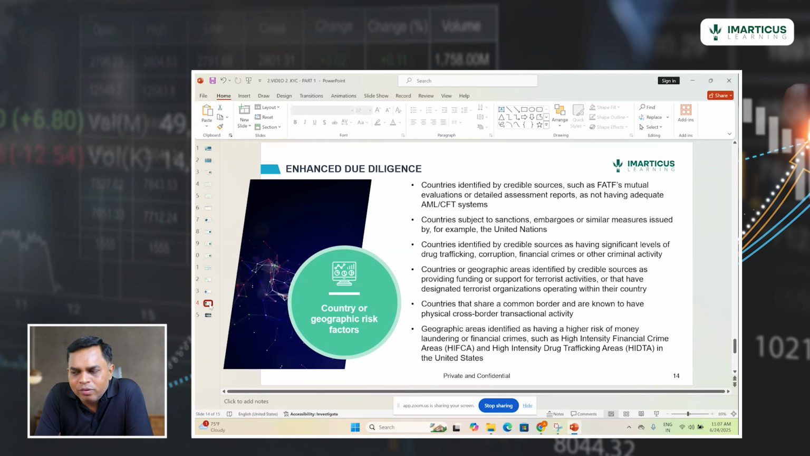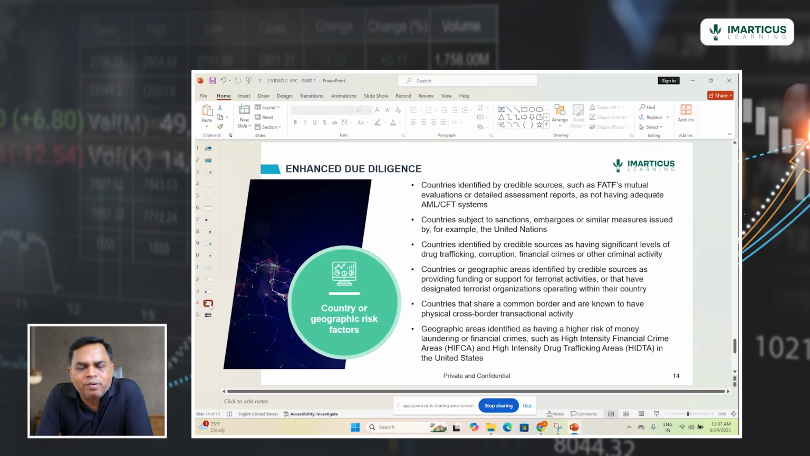Now, the geographic location applies not only to the head office, but also to the branch office or other subsequent offices. For example, a company might be registered in the US or UK, which are low risk countries. However, if the company operates branches in geographic locations that are high risk, the company has to perform enhanced due diligence.